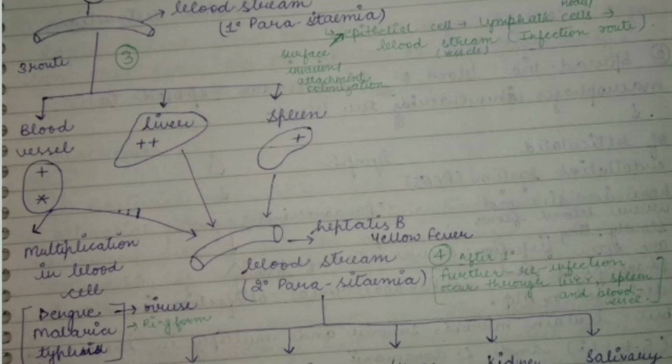There can be hepatitis B, yellow fever also, and it can also cause secondary parasitemia. Secondary parasitemia basically means when the primary parasitemia enters into other blood vessels after infecting the first blood cells, then it is called secondary parasitemia.